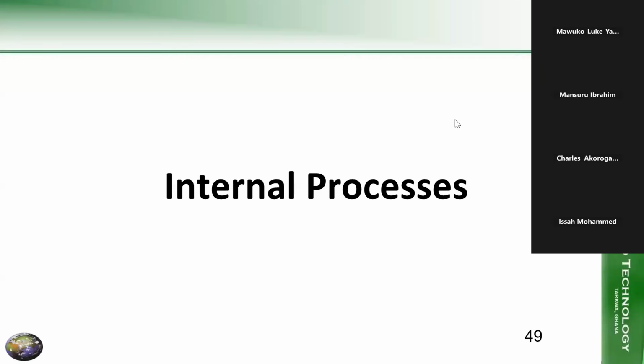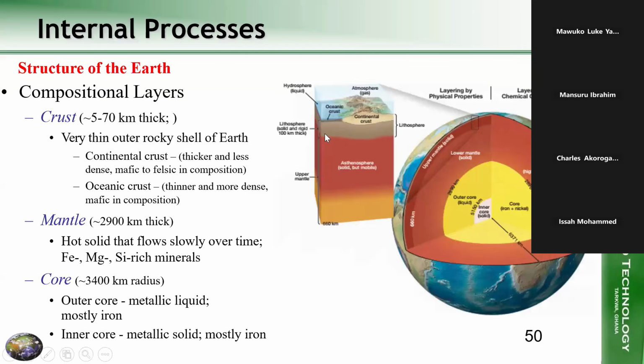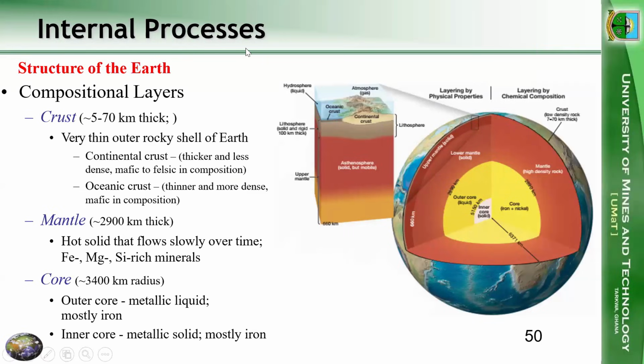So when we talk about internal processes, what are we talking about? This has to do with the various processes that are occurring within the Earth. We can look at the structure of the Earth in terms of the compositional layers. As far as that is concerned, we have the crust, the mantle, and then the core.